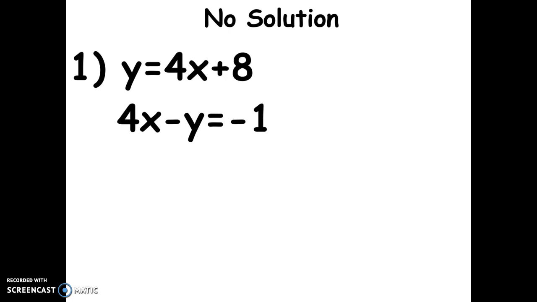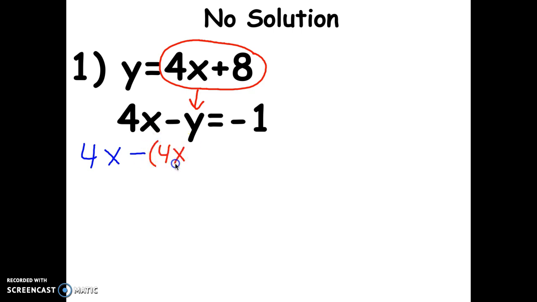So again, one of the equations is already solved for a variable. So we're going to take the expression 4x plus 8, and we're going to plug it into the other equation for y. So 4x minus, and we're going to plug in the 4x plus 8 equals -1. All right, so now we have to distribute.